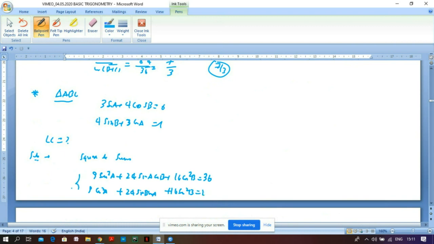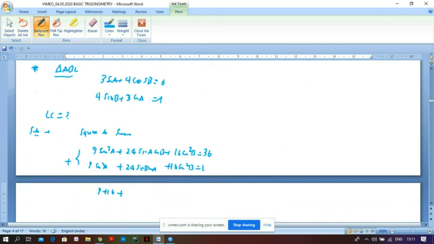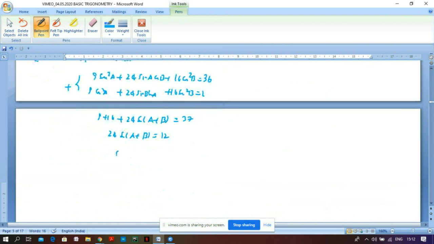Now when I add them, then I get 9 plus 16 plus 24 times sine A cos B plus cos A sine B. So that becomes 24 times sine of A plus B is 37. So 24 sine of A plus B becomes 37 minus 25, that is 12. And so sine of A plus B, you get 12 over 24, that is 1 over 2. So I can write sine of C is 1 over 2.